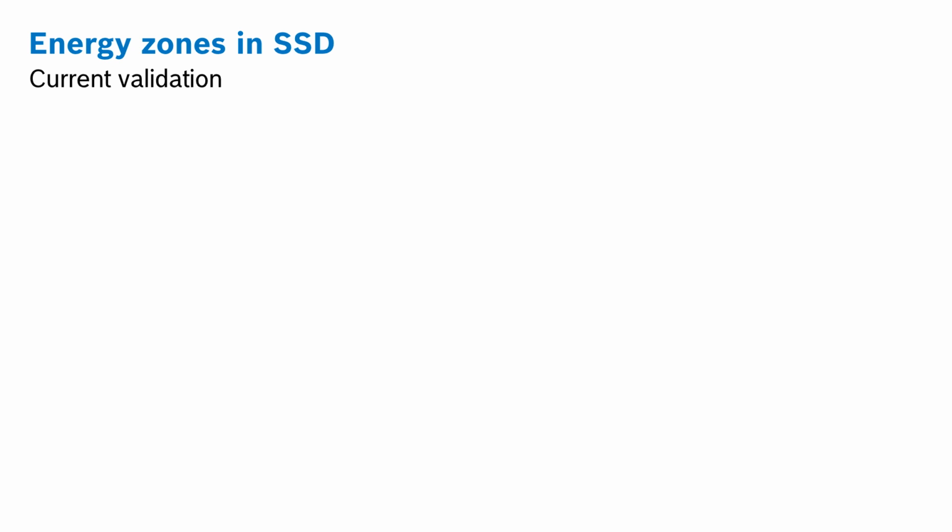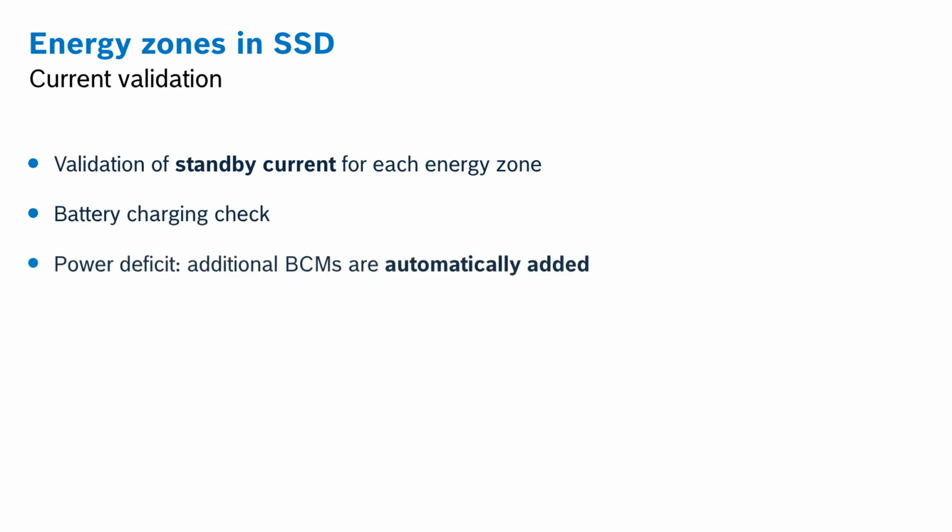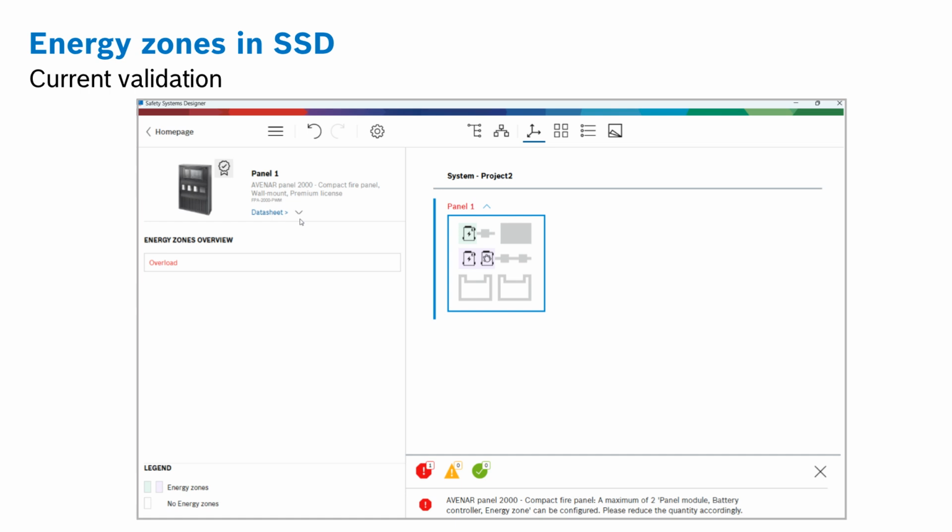SSD also performs a validation of the standby current for each energy zone. This process checks if the battery charging capacity is sufficient for all connected modules. If a power deficit is detected, the software will attempt to resolve it by automatically adding BCMs. However, if the system cannot be balanced, for instance, if it requires more than 2 BCMs for an Avanar panel 2000, an overload error will be displayed, and you will need to adjust your configuration manually.